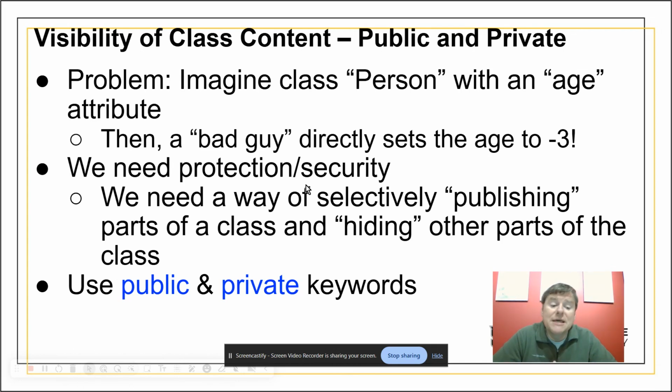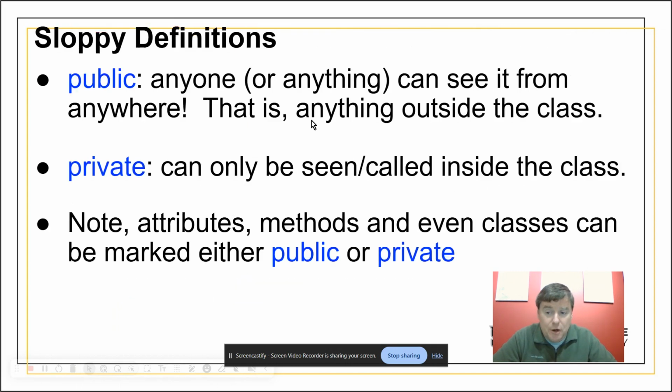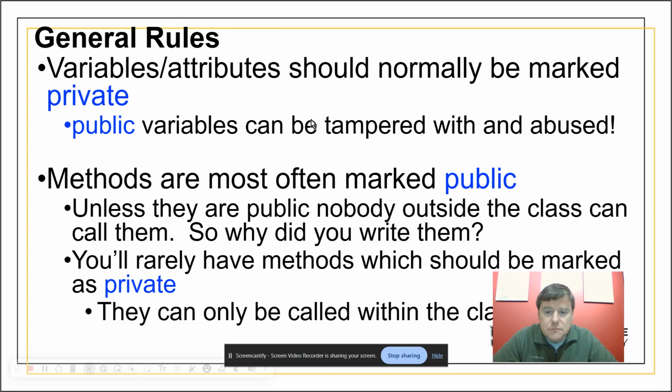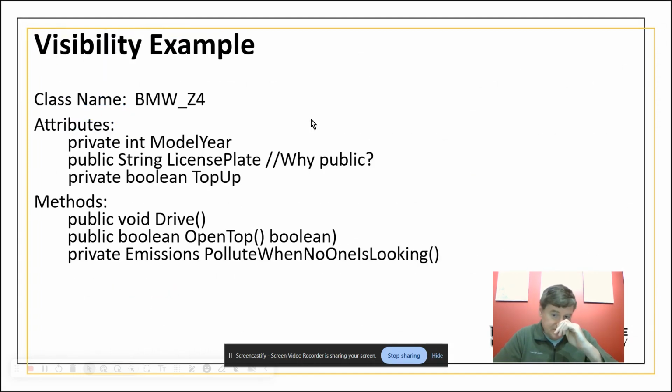So, generally, attributes are private, and generally, methods are public. Alright, so there's the rules there. Private variables, public methods. All right, so let's give another example.